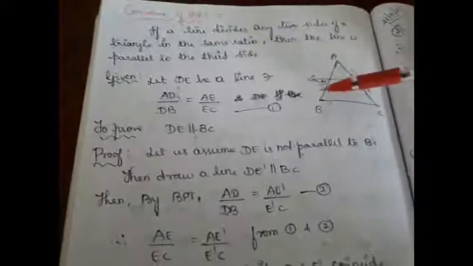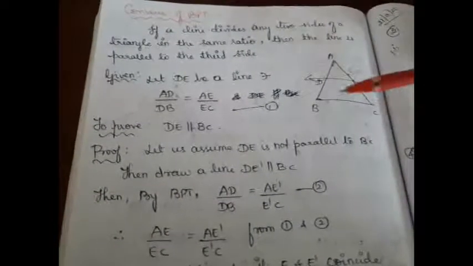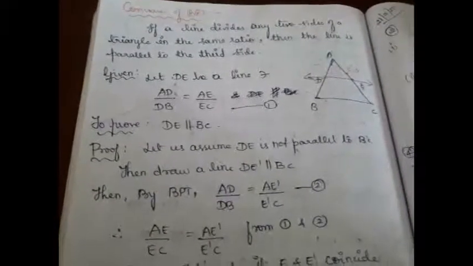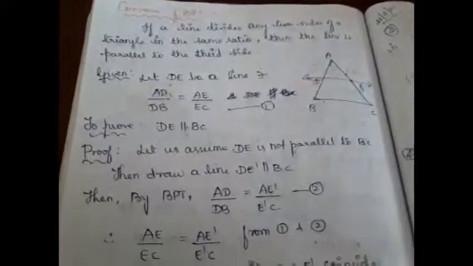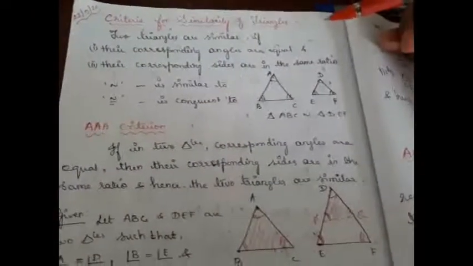After this, we have learnt the converse of BPT, which says if a line divides any two sides of a triangle in the same ratio, then the line is parallel to the third side. Yes, so the converse of BPT is also true. Then we have solved problems related to BPT and its converse. Then we have learnt criteria for similarity of triangles.